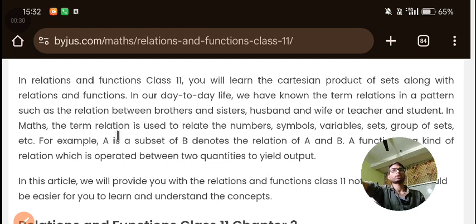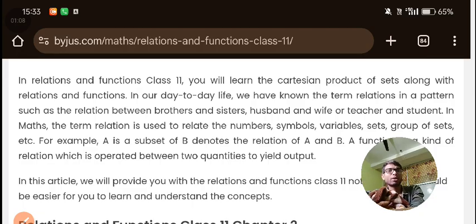So, in relation and function, class 11, you will learn the Cartesian product of sets along with relations and functions. Do you know what the Cartesian product of sets is? We discussed the Cartesian product of sets in the lecture on sets. But it came again because there is a connection of this with relation and function. We will understand relation and function with this Cartesian product of sets.